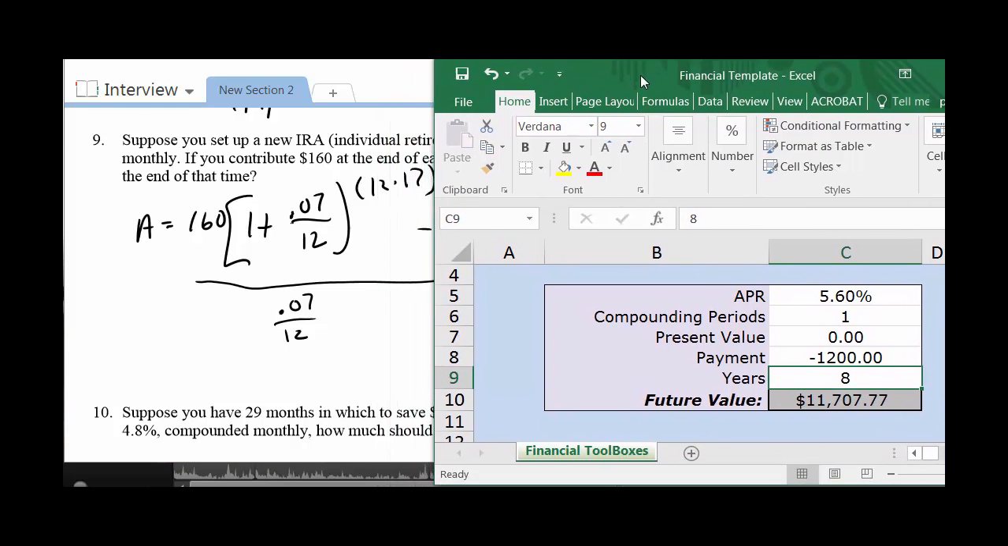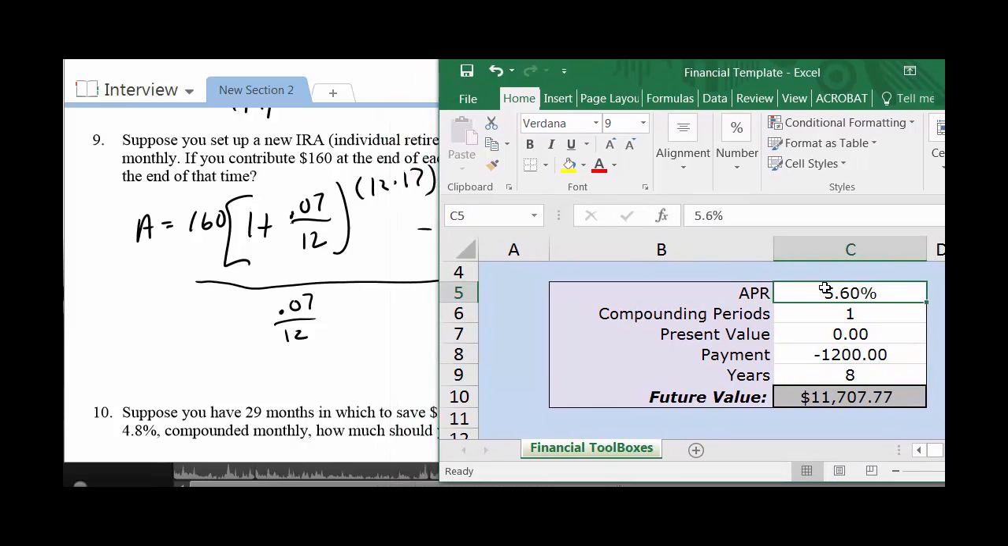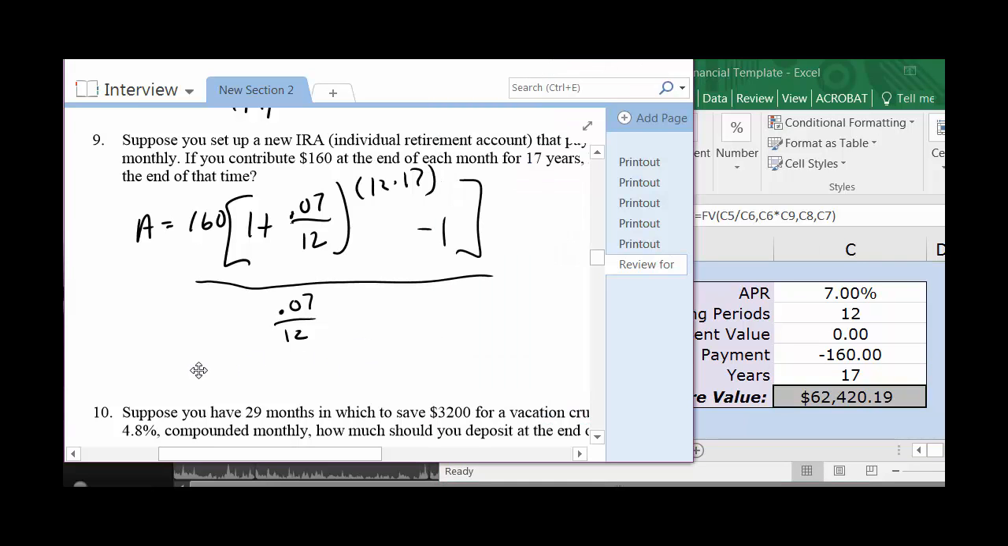I'm going to go run to our Excel friend here. APR is 7%, compounded monthly. I didn't have anything in the account to start off with, so it's not worth anything. I'm going to add 160 at the end of each month, and there are 17 years. Okay, so if I do that, I should get 62,420.19, which is exactly what the calculator tells you if you got it typed in there correctly.